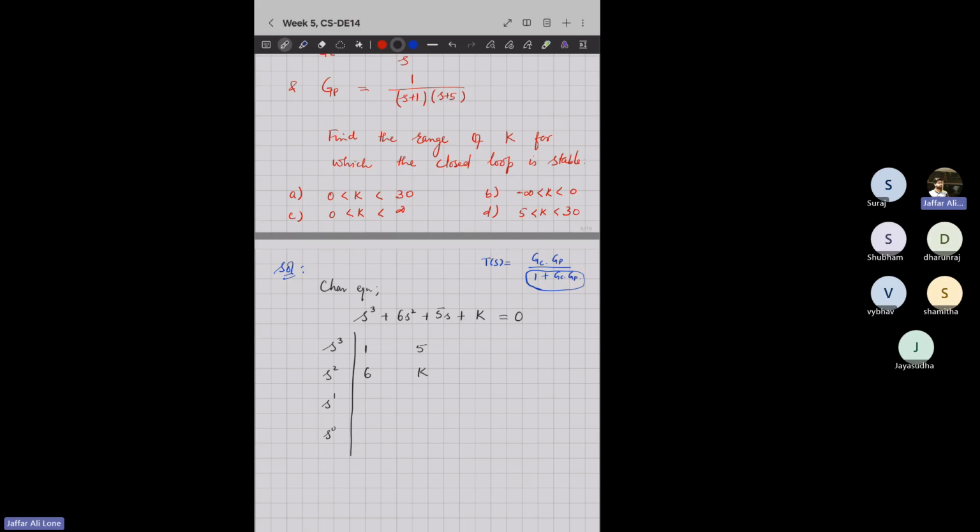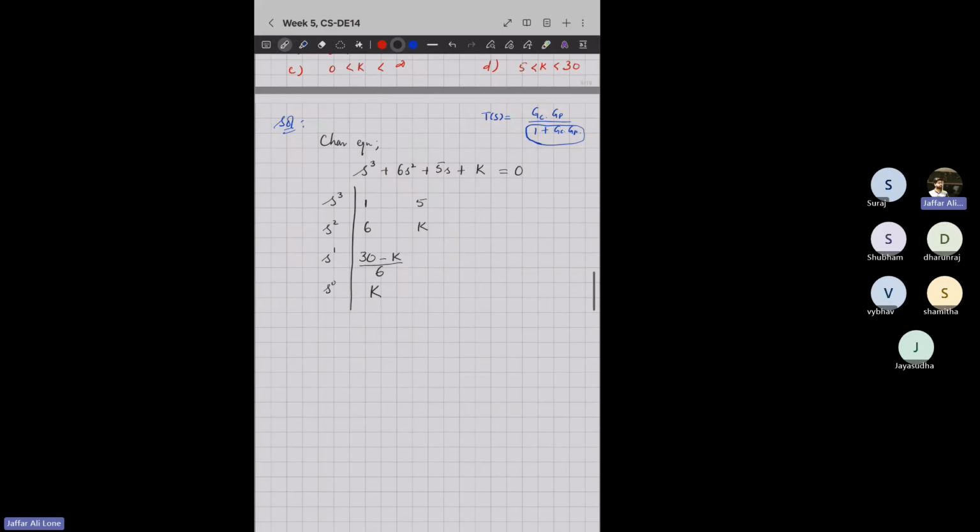Now, what will be this S1? S1 quickly, (30 minus K) divided by 6. Then the other element will be 0, and this will be K. Is it clear to everyone how I wrote this array? Does anybody have any doubt in this, how I wrote this array? No, sir. Because we have been seeing it from the last couple of questions.